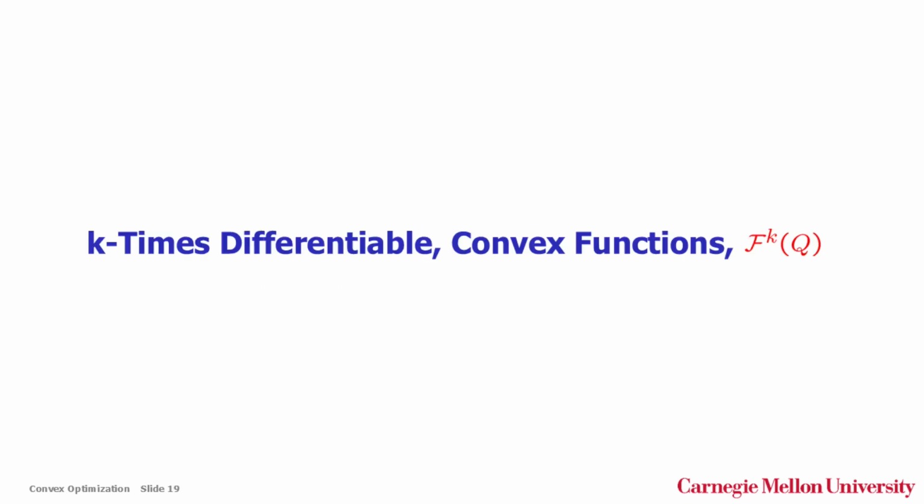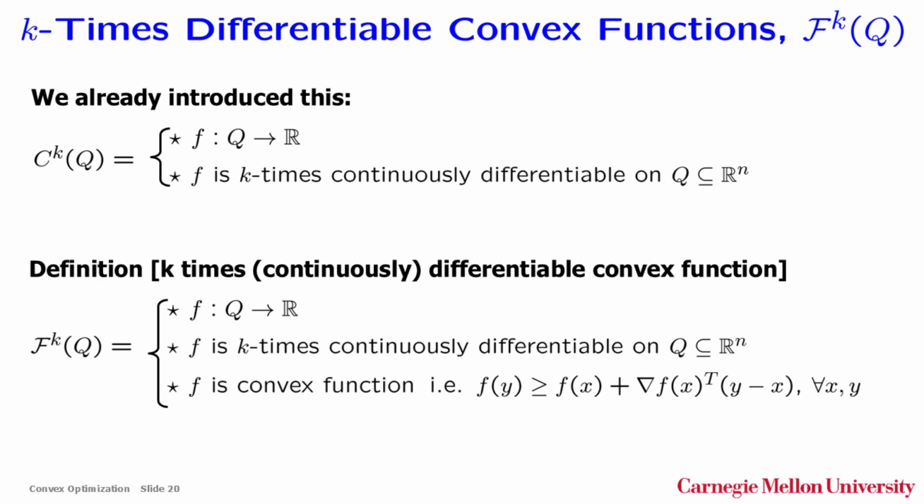So far, we discussed two function classes, the k times differentiable functions and the k times differentiable smooth functions. Now, we are going to study k times differentiable convex functions. This class will be denoted by F_k(Q), where again, Q is the domain of the functions. As a reminder, C_k(Q) denoted the set of k times continuously differentiable functions on domain Q. Now, F_k(Q) will denote the set of functions which have domain Q and which are k times continuously differentiable, and each function f in this set also has to be convex.